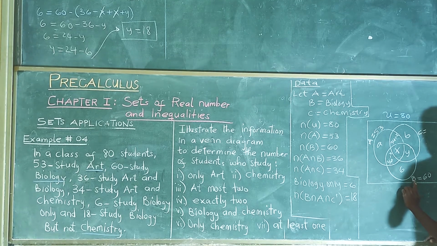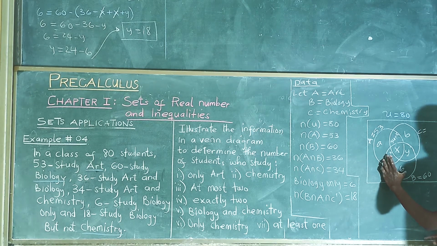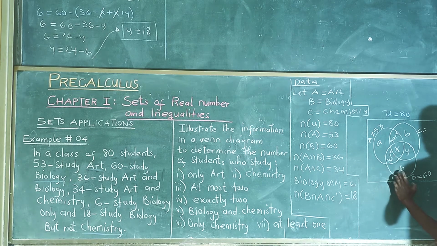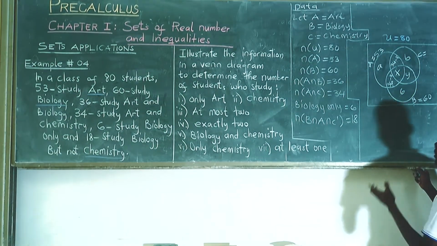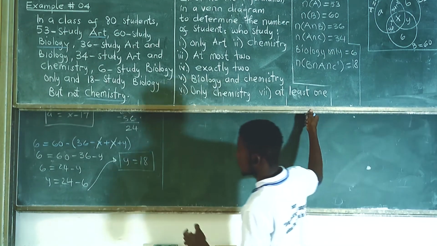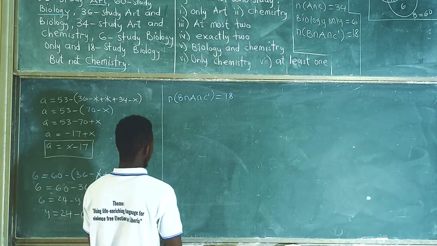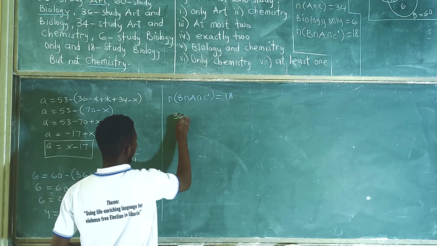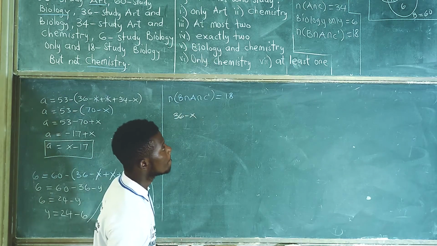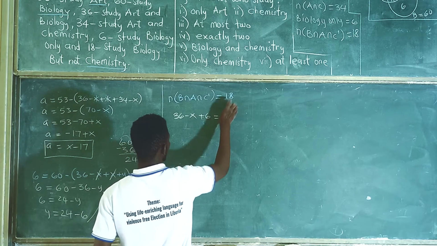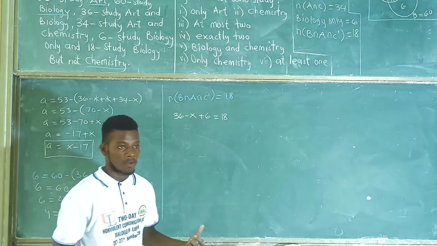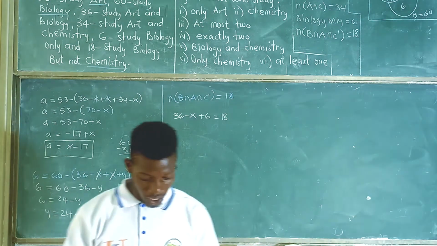Biology and art are these two. So we are saying that this plus this should be equal to 18, because this biology and art, excluding chemistry, should be equal to 18. So we are saying 36 minus x plus 6 should be equal to 18. That's exactly what we are saying.